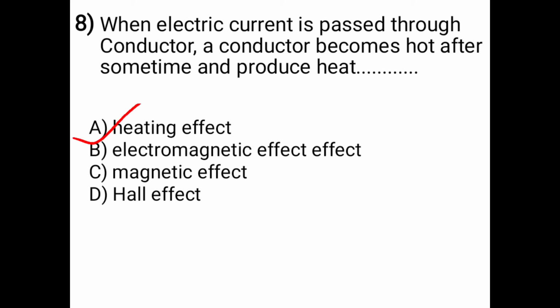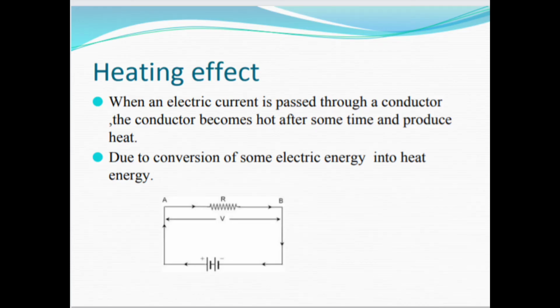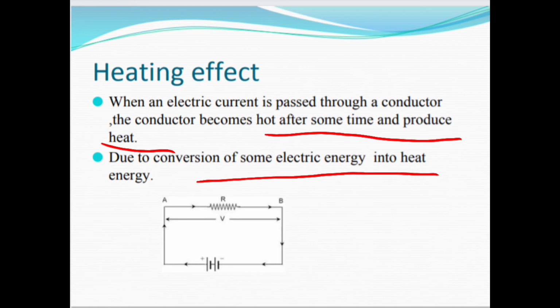When electric current is passed through a conductor, it becomes hot after some time and produces heat, called the heating effect. This question is very easy. So here we see, the heating effect means what? When an electric current is passed through a conductor, the conductor becomes hot after some time and produces heat due to the conversion of some electric energy into heat energy.